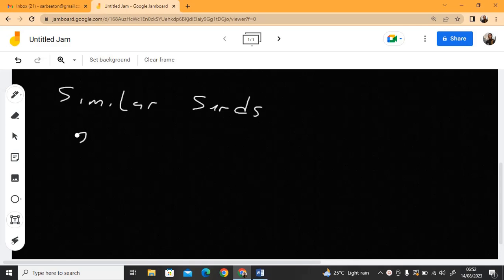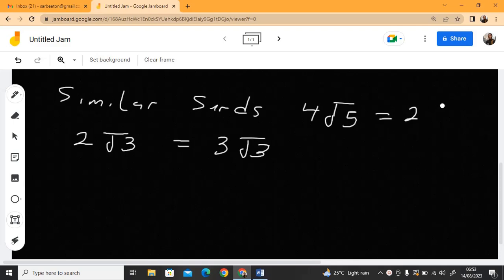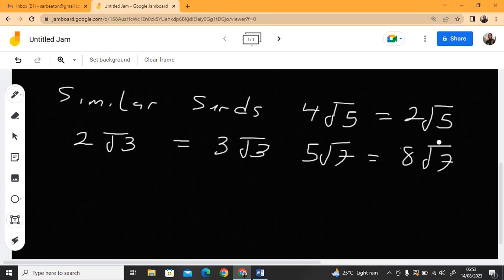Like if you have 2 root 3, and let's say 3 root 3. These are similar surds because they have the same surd, root 3. If you have 4 root 5, it's similar to 2 root 5. That is what similar surd is talking about. So if you have 5 root 7, it is similar to 8 root 7. What you are concerned about is the surd. So that's under similar surd.